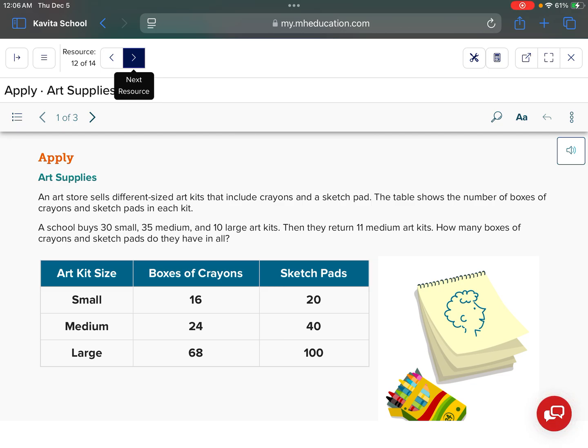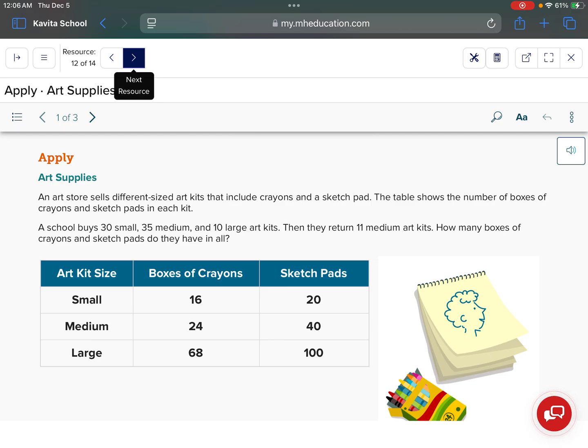An art store sells different sized art kits that include crayons and a sketch pad. The table shows the number of boxes of crayons and sketch pads in each kit. A school buys 30 small, 35 medium, and 10 large art kits. Then they return 11 medium art kits. How many boxes of crayons and sketch pads do they have in all?